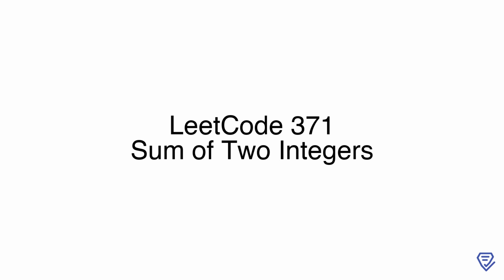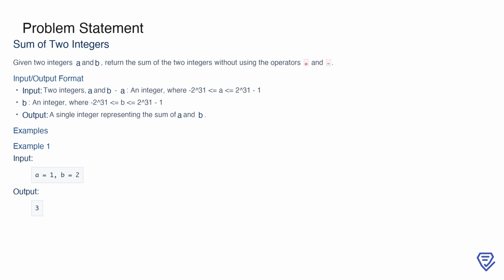Let's dive in. In this problem, we need to calculate the sum of two integers, a and b, without using the addition or subtraction operators. The goal is to find an equivalent way to perform the addition operation using bitwise operations.